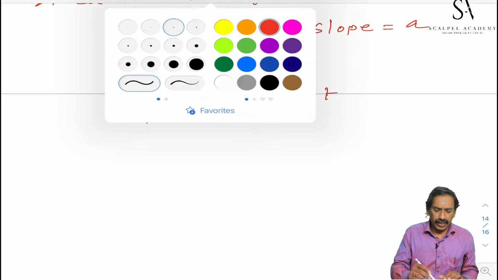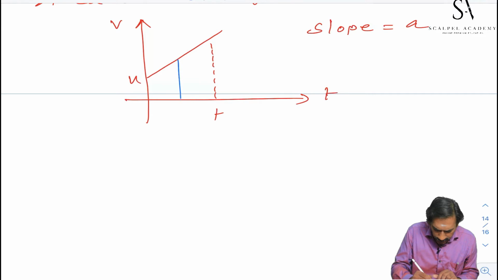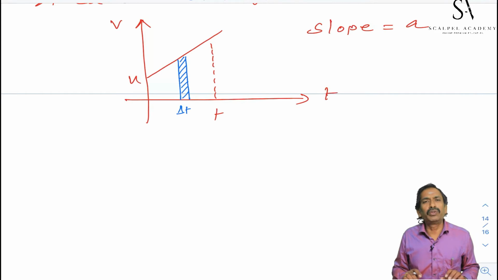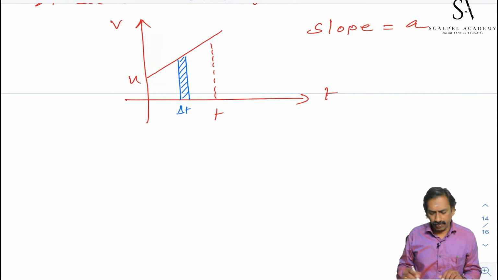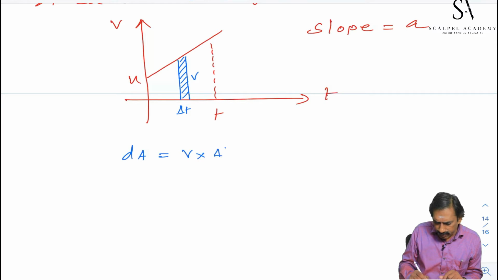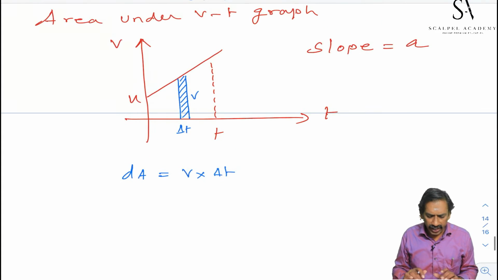Okay. In this graph, let us select a small unit in the interval delta t second. What is the area below the graph with the x-axis? It is almost like a rectangle. So the area of the element is equal to height into width. This height is v, and the width is delta t. This velocity is a function of time.